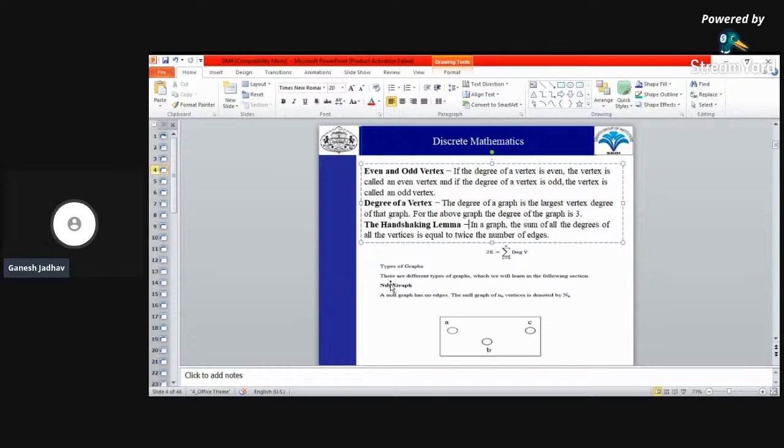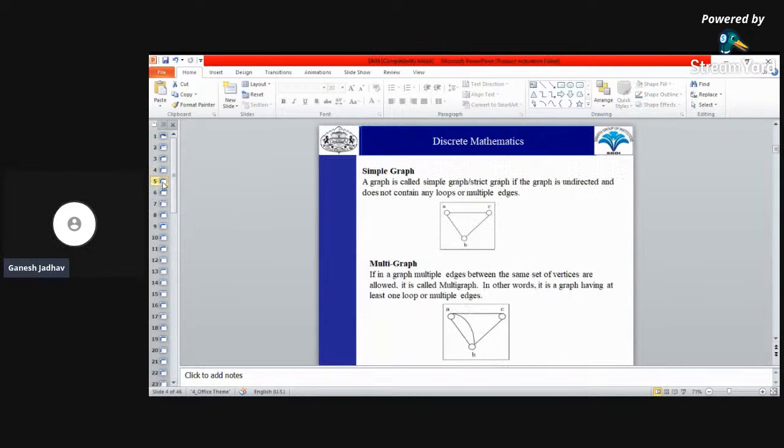There are different types of graphs which we learn in the following section. The first graph is the null graph. A null graph has no edge. The null graph with n vertices is denoted by N. So this is the null graph, N0. Null graph means no edge. In this particular graph you cannot see any edge. So this is a null graph.